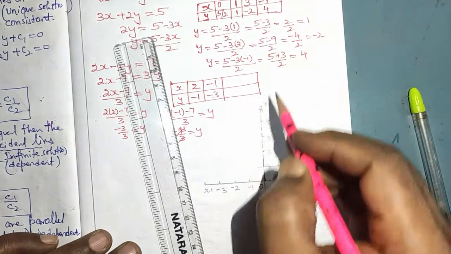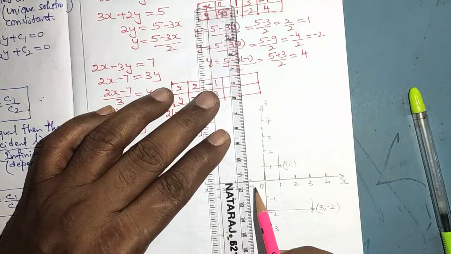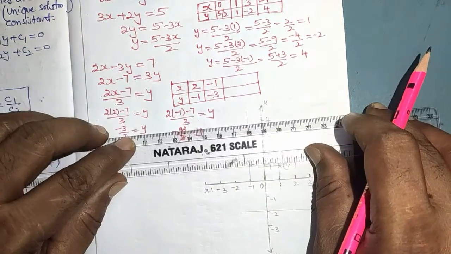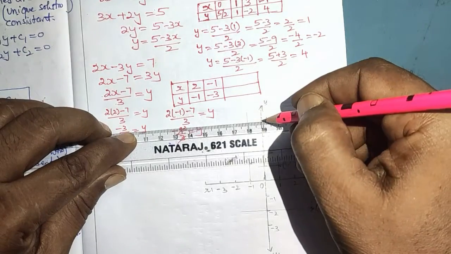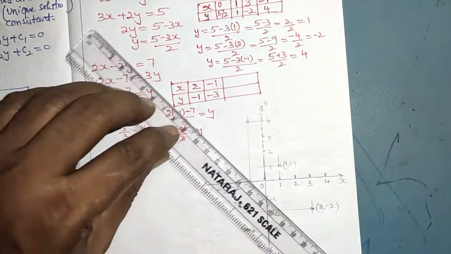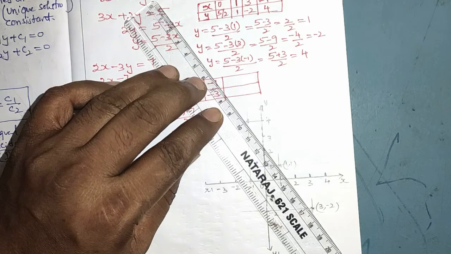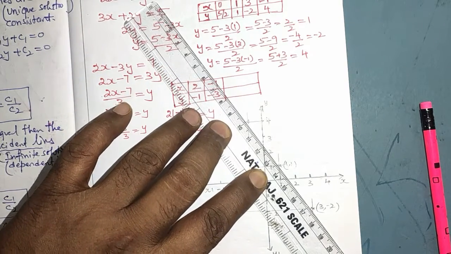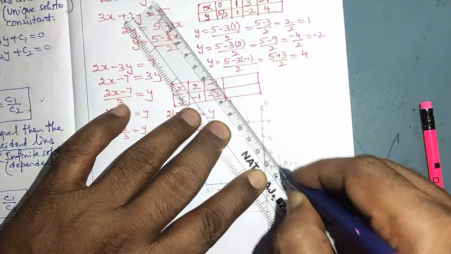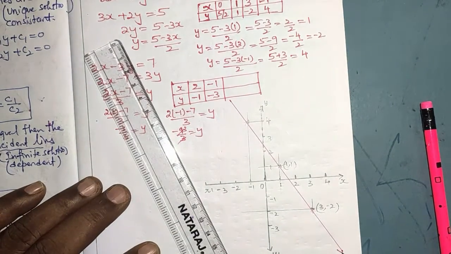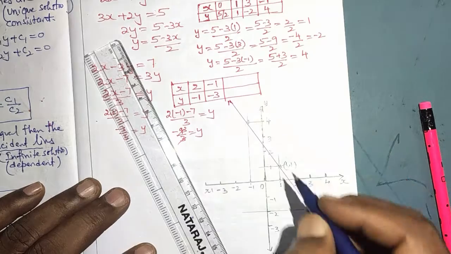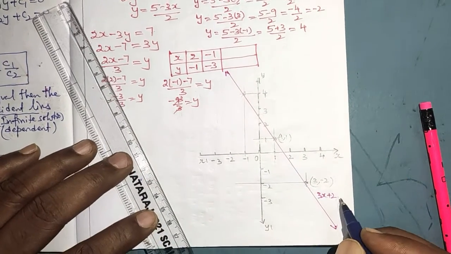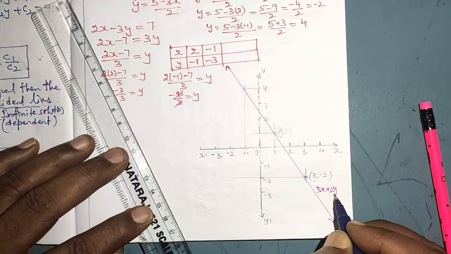x minus 1, y 4. So minus 1 comma 4, I am going to get this point somewhere here. So now you see, if I try to join all these 3, I am getting a straight line. So this is the line that represents that equation. What is the name of that line? This is 3x plus 2y is equal to 5.